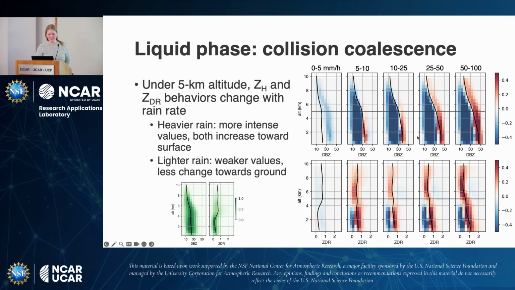And so what we see is in heavier rain, we have more intense reflectivity values and more intense ZDR values. The values are stronger, they're larger. But in addition, we see in both the mean as well as the shape of this red, we see them increasing towards the surface, whereas they're much more constant at the weaker rain rates, whereas weaker values change less towards the ground. So again, we have increasing values towards the surface, indicative of that collision coalescence process.